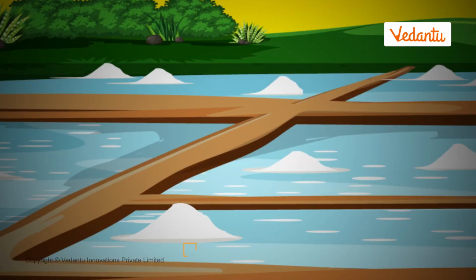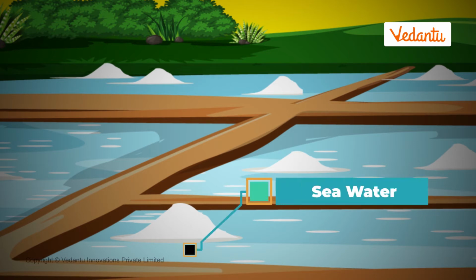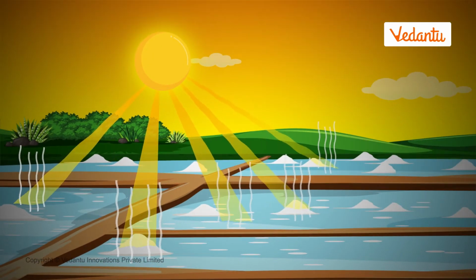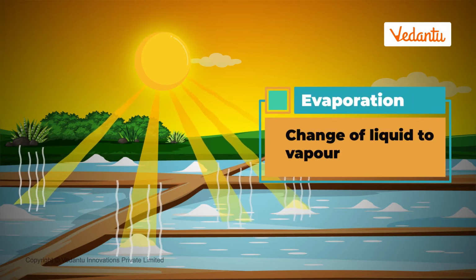Whoa! Did you see that? There are so many salt pans here. Wondering how this salt came here? Well, its journey is quite interesting. The seawater is spread in these pans. The sunlight heats it up and converts it from water to vapor. And what we are left with is the salt in the pan. This process of changing of liquid to vapor is called evaporation.